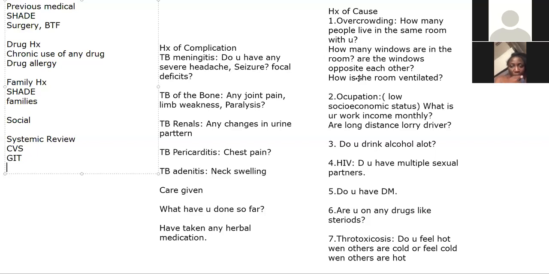So, in summary, that is the history taking and clerking for you. Just in summary, I'm going very fast about it. But you don't have to say the whole thing. At least five major ones is enough. I'm just giving you all this so you can remember everything.